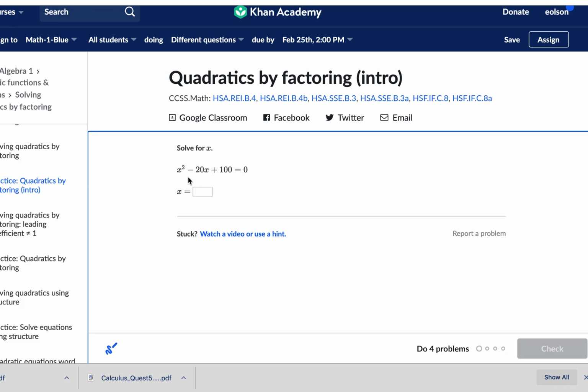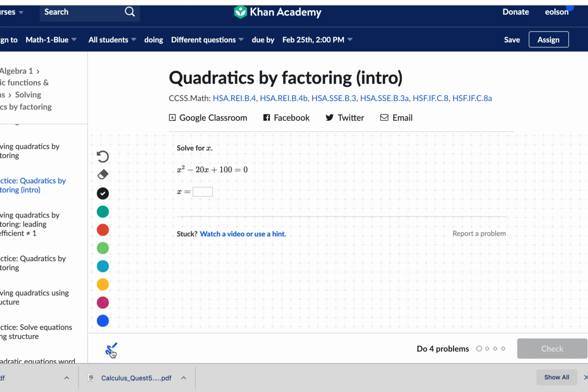We've got this already in standard form. It's x squared minus 20x plus 100. So we merely need to think about how we factor that. We put it into those two parentheses. And the only way to get x squared is if we start off with an x and an x. We've done this before. Hopefully this makes sense.